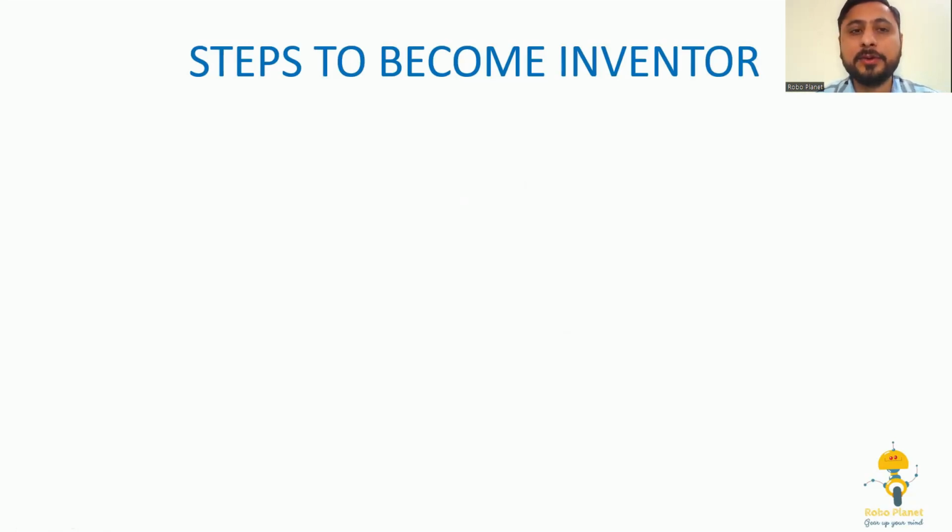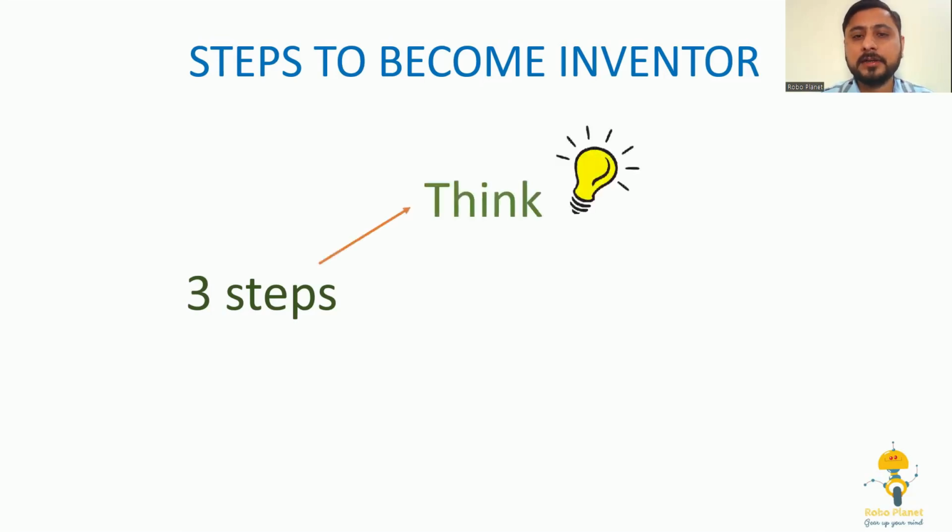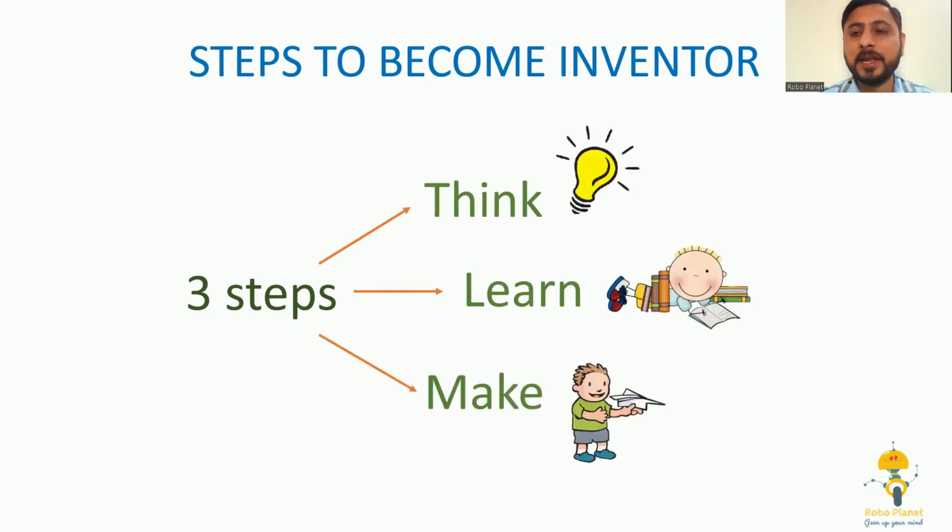And I'm going to tell you what steps you have to follow if you want to become an inventor. There are 3 steps. Students, listen to this information carefully, and I can assure you this information is very useful for you. At a young age, if you follow these 3 steps in your life, you will become an inventor one day, definitely. The steps are think, learn, and make.